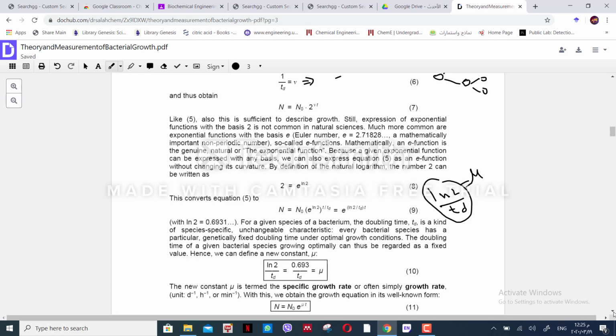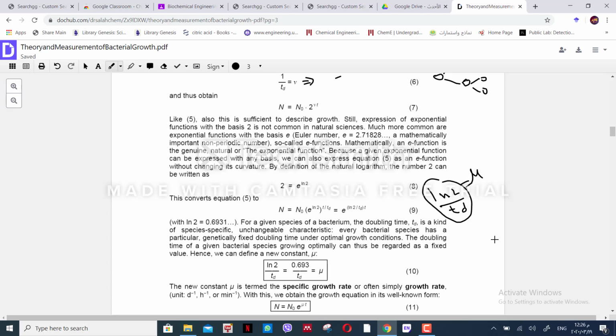The doubling time of a given bacterial species growing optimally can thus be regarded as a fixed value, hence we can define the new constant mu. So ln 2 over td equals 0.693 over td, which equals mu. The new constant mu is termed the specific growth rate, like k in chemical reaction engineering, and its unit is day minus 1, hour minus 1 or minute minus 1, the reciprocal of time.